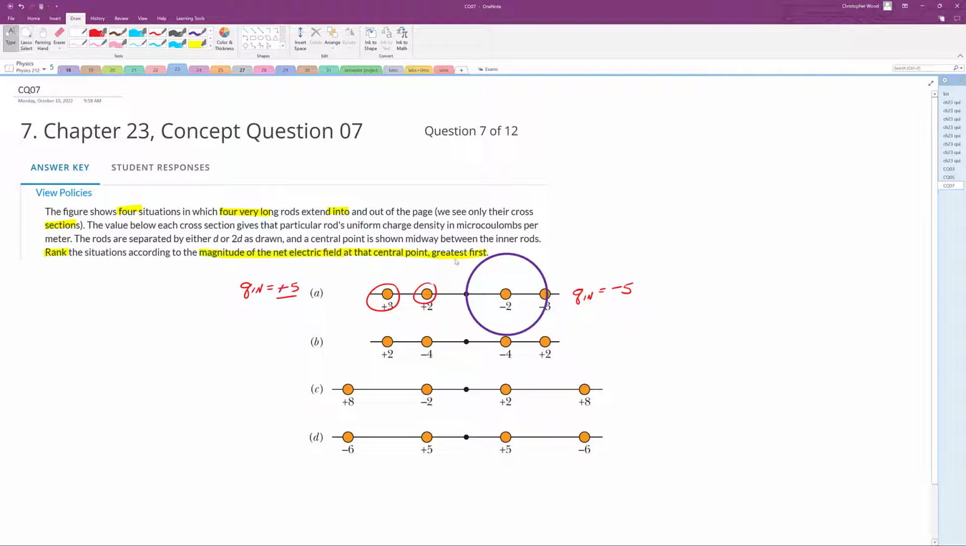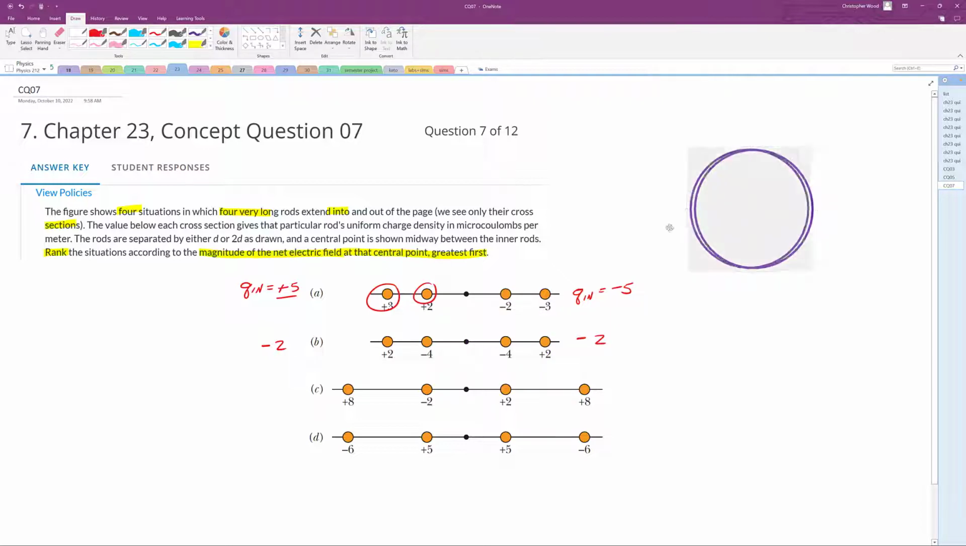I'll do this again for situation B. Same approach. I'm sizing my imaginary Gaussian surface intentionally. The enclosed charge on that left side is -2 because +2 minus 4 is -2. And if I do the same thing on the right side, the total amount of enclosed charge is -4 minus 2, which is also -2, so I'll just write down -2 on this side.